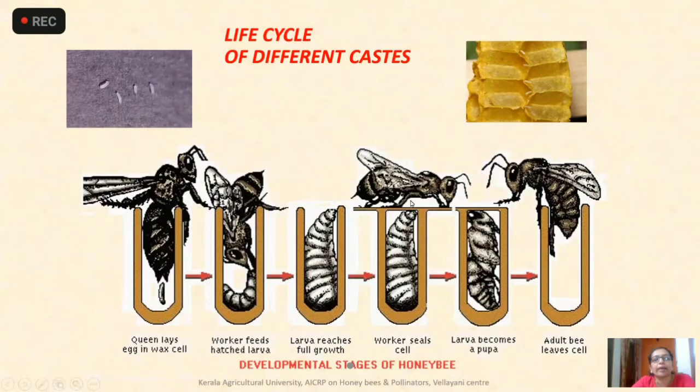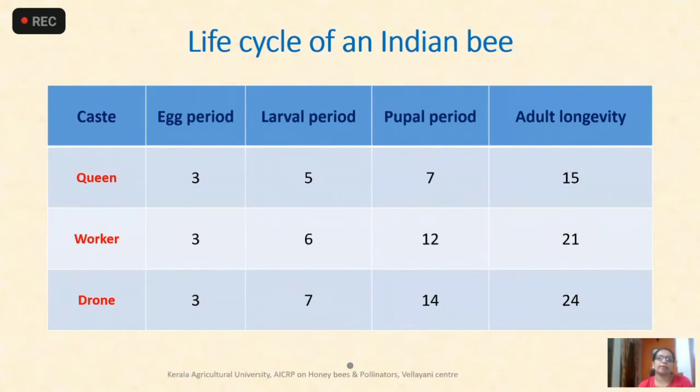By that time, you can see the cell will be closed with a wax capping, and now you can see the pupation inside the cell, and after that the adult bee will emerge from the cell by itself. So this is the life cycle of the Indian bee, what I have seen, and this has an important role while we are doing the division and all.